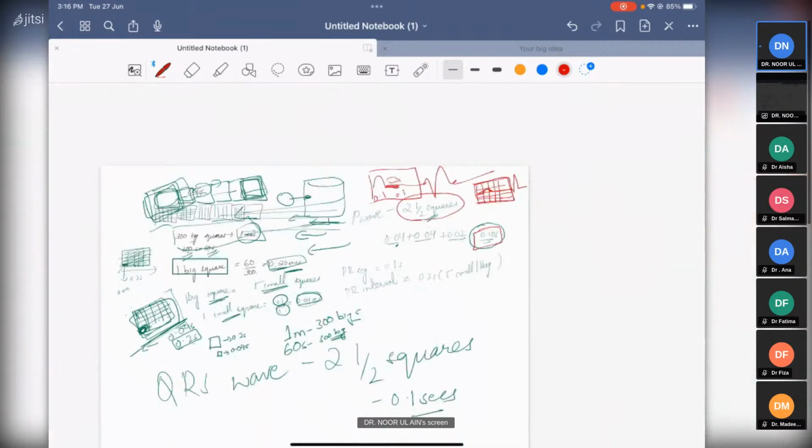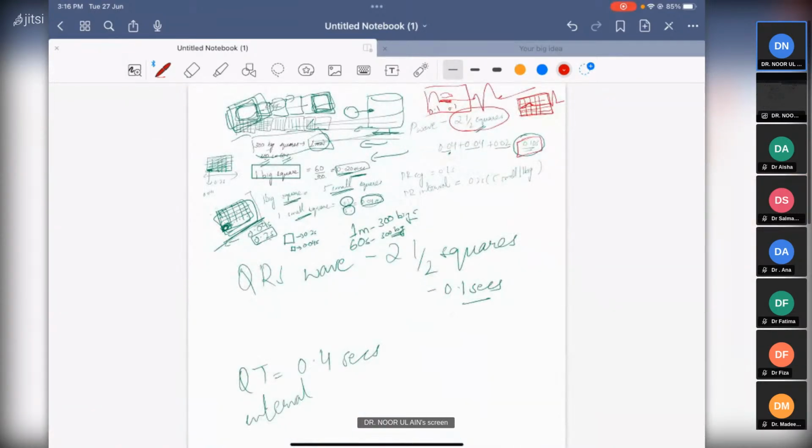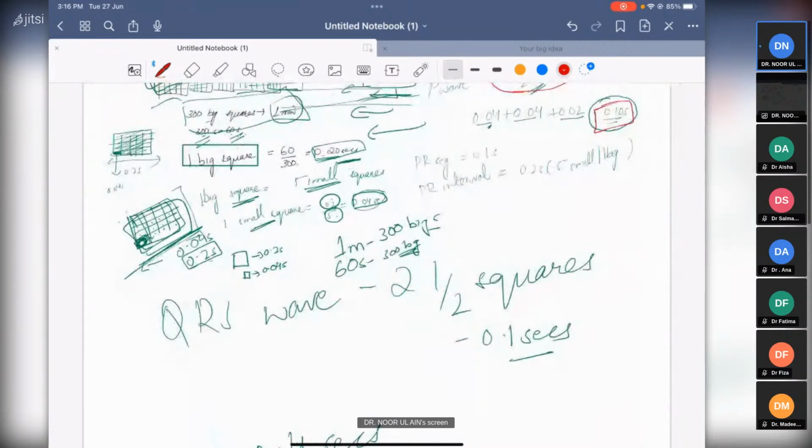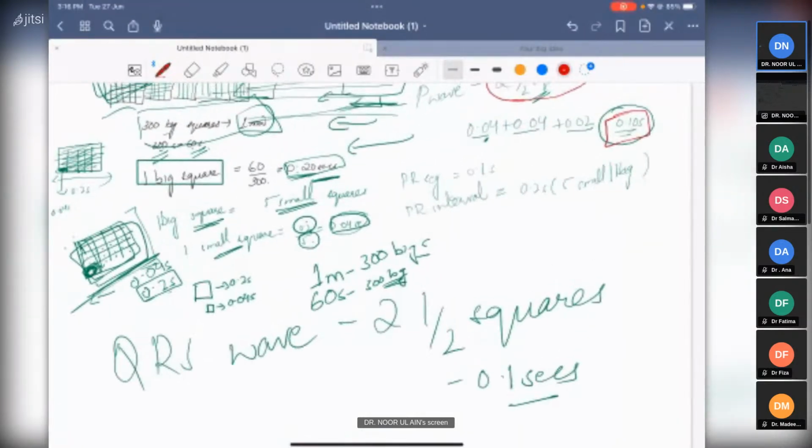So one big square is 0.2 seconds, one small square is 0.04. The more you repeat this, the easier it will be to understand. Okay, Dr. Fatma, I'll repeat it again.